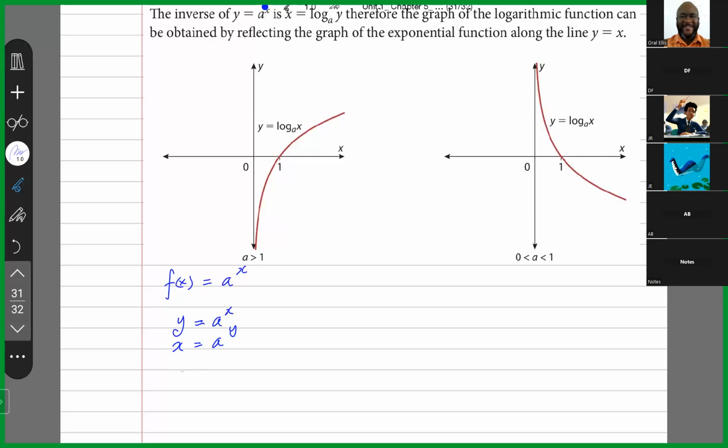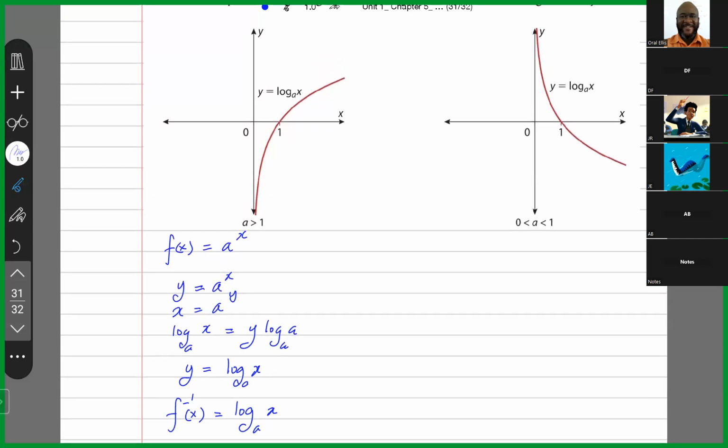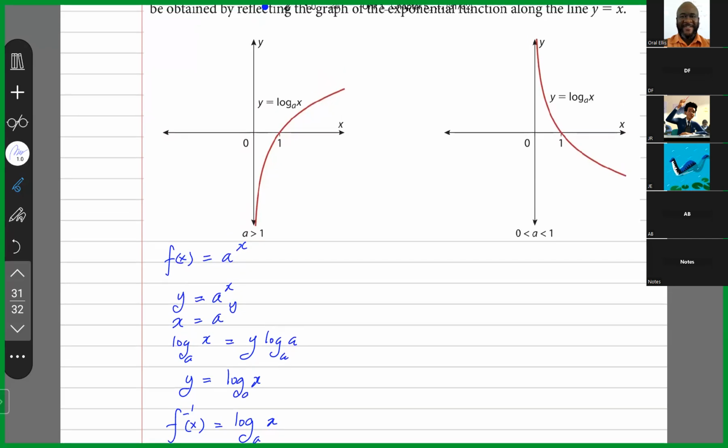So let's make y the subject. We have log to the base a of x is equal to y log to the base a of a. And so y is equal to log to the base a of x. And so f inverse of x would be equal to log to the base a of x. So in other words, log to the base a of x is the inverse of a to the x.